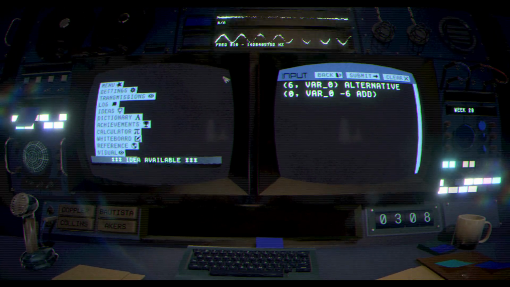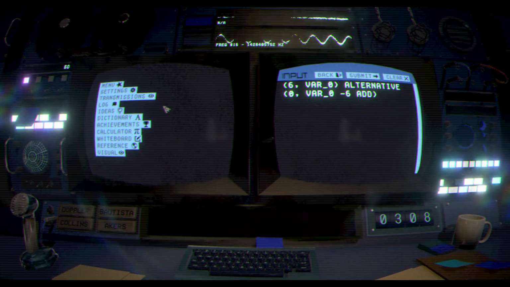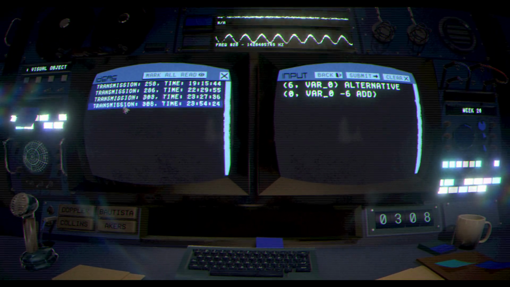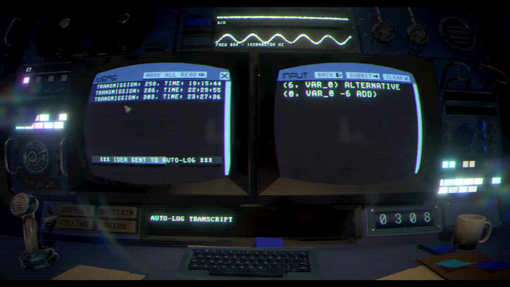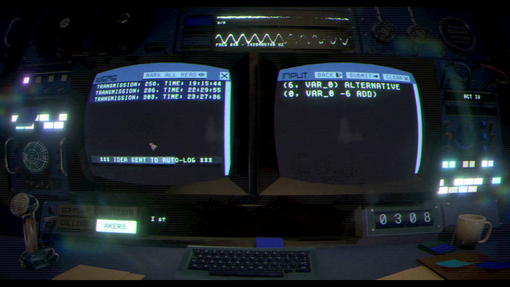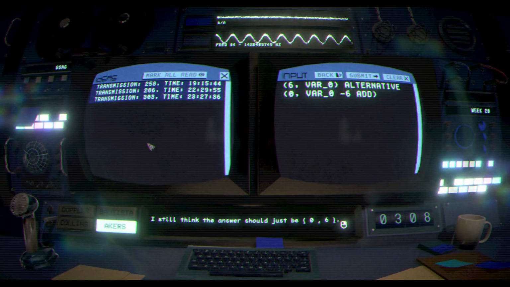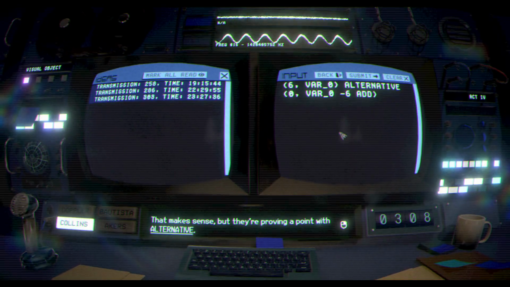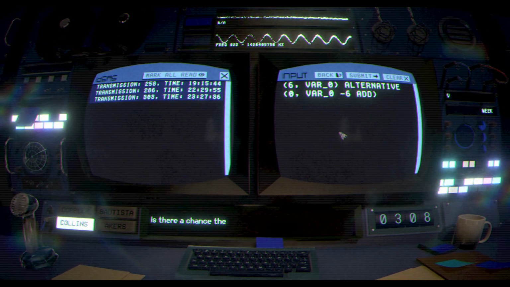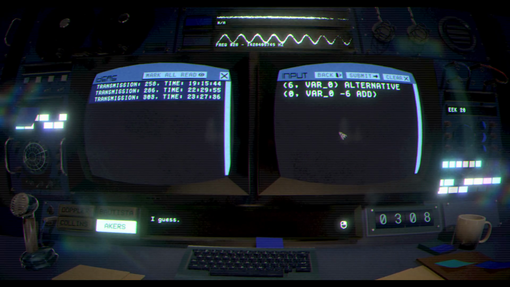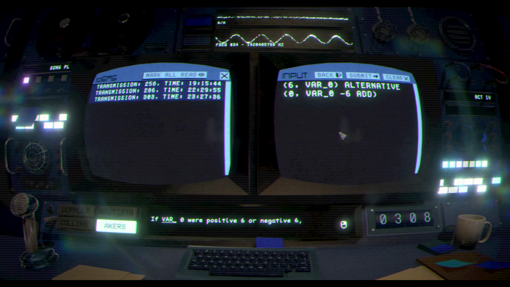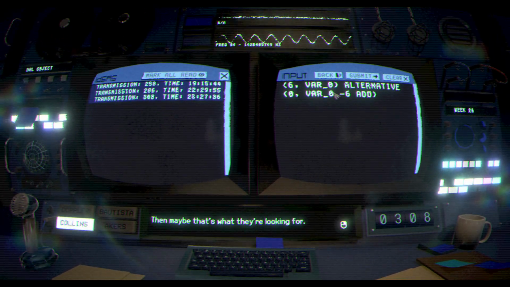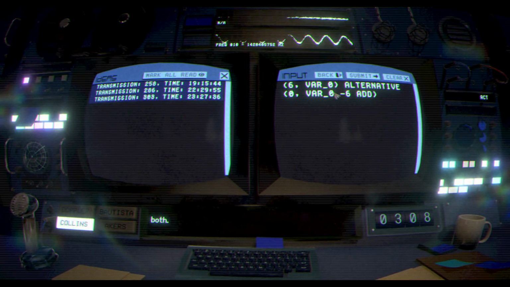No. There's too much to go off of here. And so I don't know how we can iterate that, there are just too many options. I still think the answer should just be 0, 6. That makes sense, but they're proving a point with alternative. They're demonstrating how it's used. Is there a chance there are 2 solutions? I guess. If our 0 were positive 6 or negative 6, the total distance would still be 6. Then maybe that's what they're looking for. Negative? No, both.